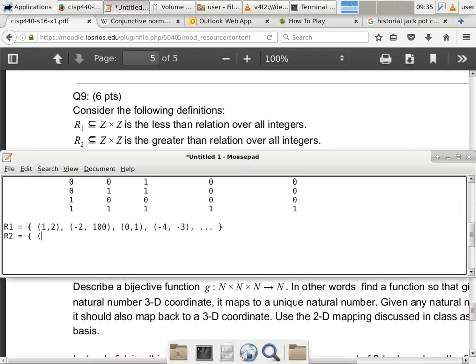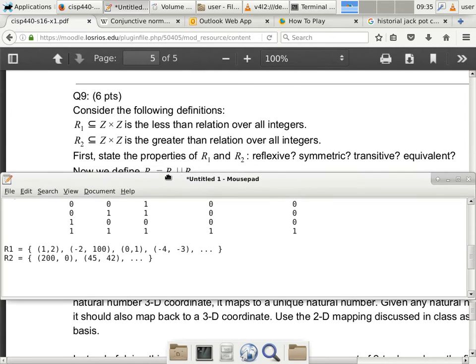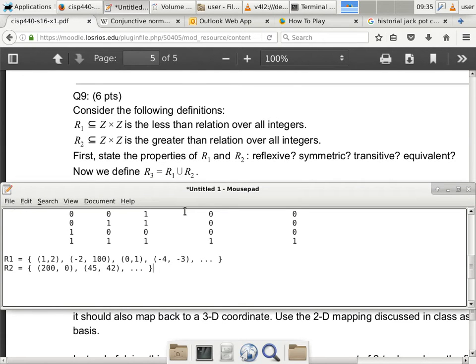So the other one can be defined pretty much the same way, except this one is greater than. So I can pick 200 and 0 as one. I can pick 45 and 42 as the other one, and so on. Okay? So the question, however, is to say, are these reflexive, symmetric, transitive, and also equivalent? For each one of these four attributes, tell me whether R1 is reflexive or not, tell me whether R2 is reflexive or not, and so on.